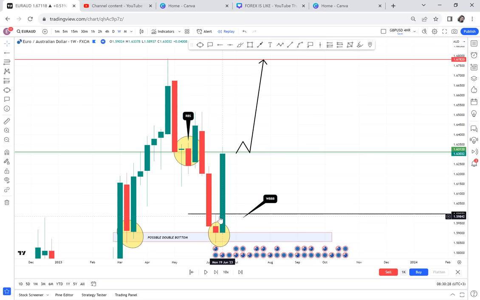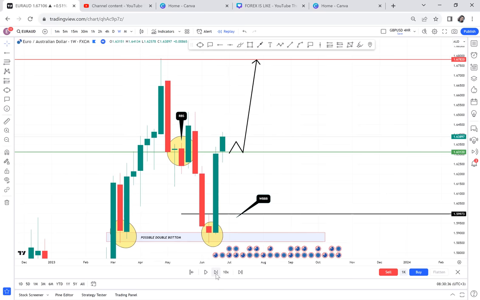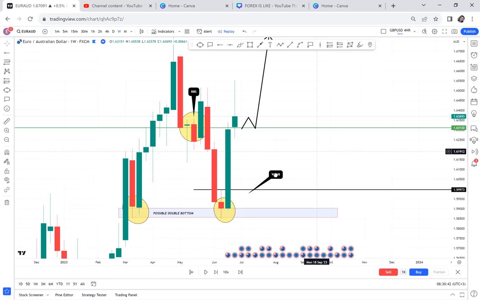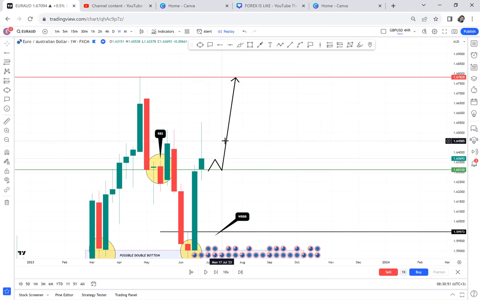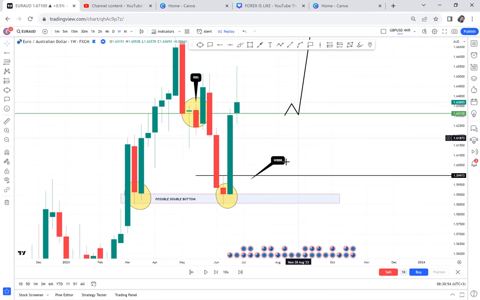So for me, I close Euro Audi, I remove it from my watch list, and I bring it back after 5 days. So after 5 days, Monday, Tuesday, Wednesday, Thursday, Friday, that's what I get. I come and I find that the market has closed above the green line. I have been waiting for 2 weeks. I have been waiting patiently for 2 weeks.